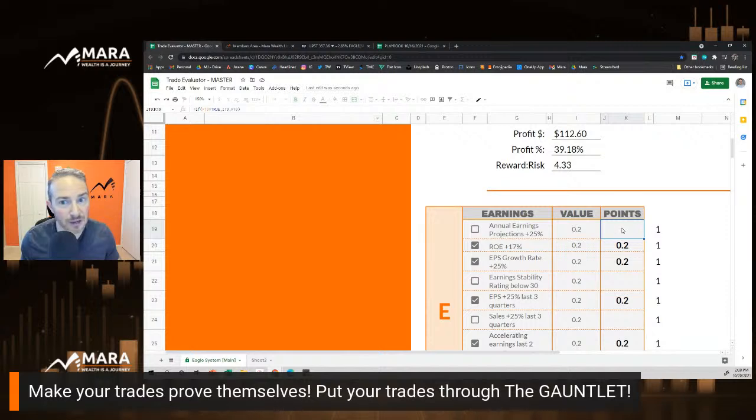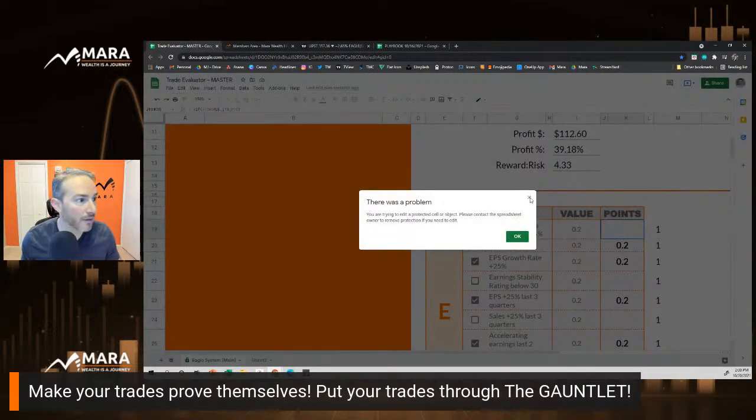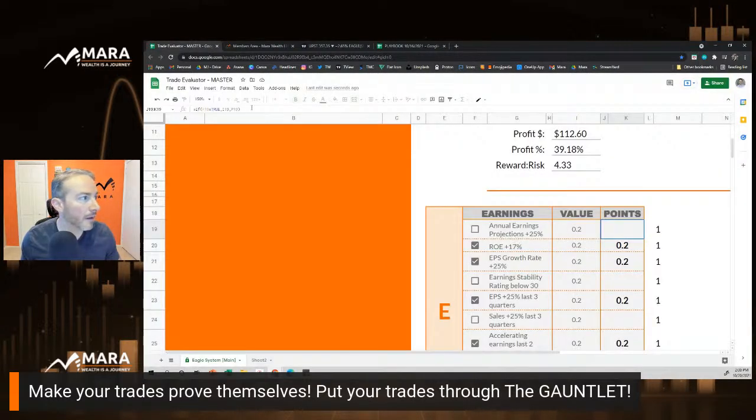That actually did not help right there. But I'll tell you what the formula says. The formula says it's equals IF, and then F19. So it's looking at the checkbox, so equals wherever you put the checkbox, and then have that equals true.